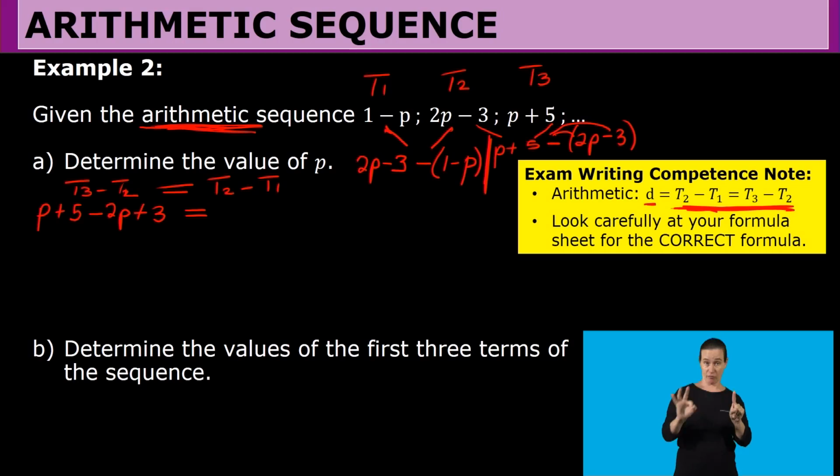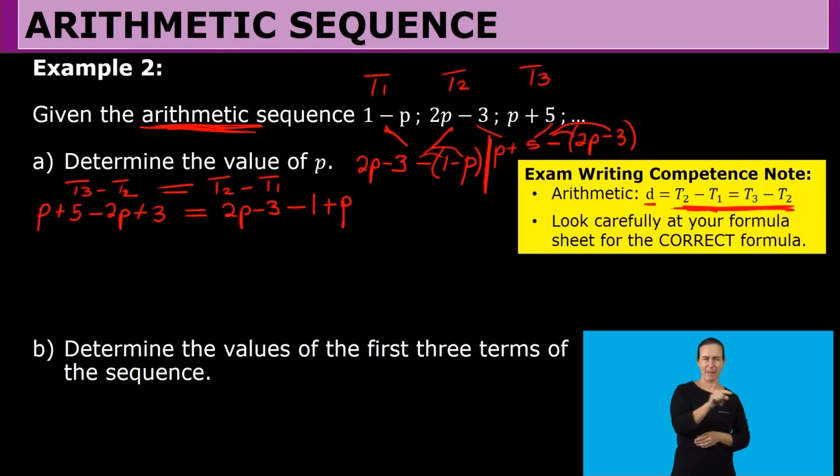And that is going to be equal to our T2, which is 2p minus 3, and of course that is going to be minus 1 and a plus p. Remember, it is a plus p because of that negative that multiplied with both the terms in our first term. Then all we need to do is put the like terms together and find the value of p. So p minus 2p gives us a negative p, and 5 plus 3 is going to be an 8.